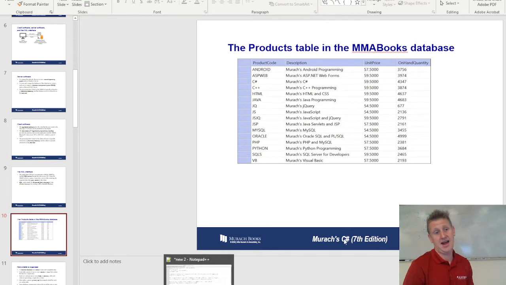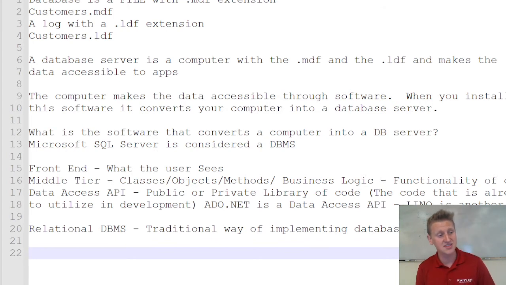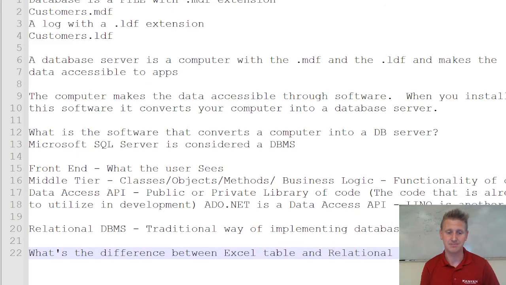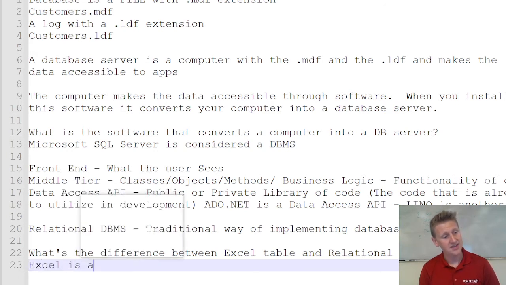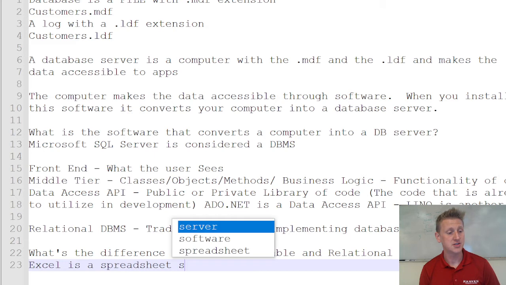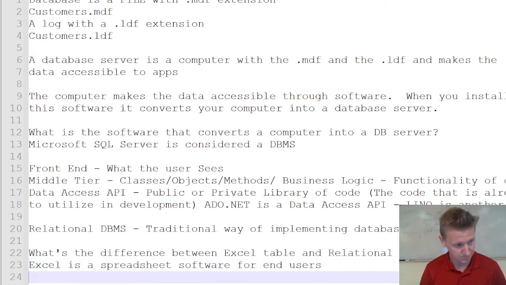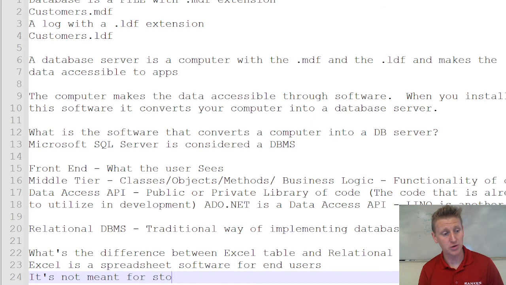And so I think I can start to answer some of those questions. What's the difference between an Excel table and relational databases? Okay, Excel is spreadsheet software for end users. That's the purpose of Excel. It's meant for the end user. It's not meant for storage of data for, I'll even say, medium to large applications.